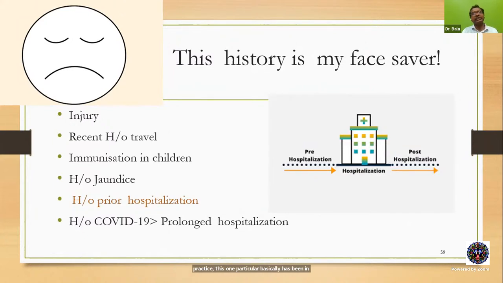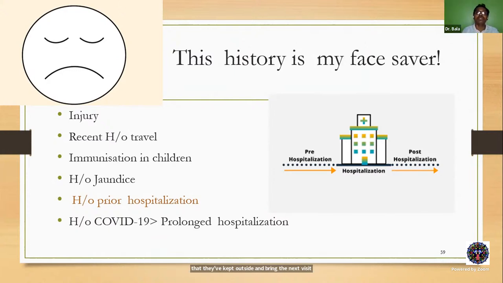In my practice, this one particular history has been a face saver. What is that? If I miss a lot of histories, I ask one question at the end of my history taking: do you want to divulge any other medical condition for which you were admitted and treated? If you ask this particular question, invariably the patient will come up with another file. They will say they have kept it outside, and they will bring it the next visit. Something they will start adding on.